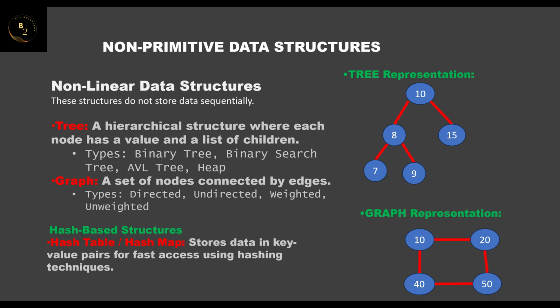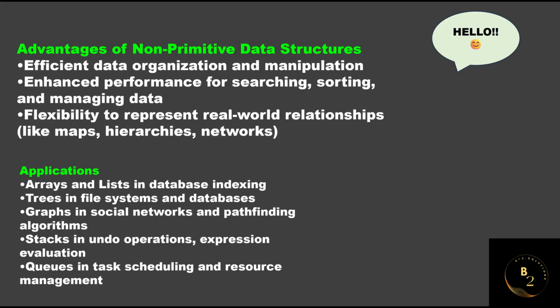Coming to graphs, a graph is a non-linear data structure consisting of nodes and edges that connect pairs of nodes. Graphs are used to model relationships, networks, and connections in various domains like social networks, maps, web pages, and more. Coming to the fourth one in non-linear data structures, that is hash tables. Hash tables store the data in key value pairs for fast access using hashing techniques like linear probing, quadratic probing, and double hashing.